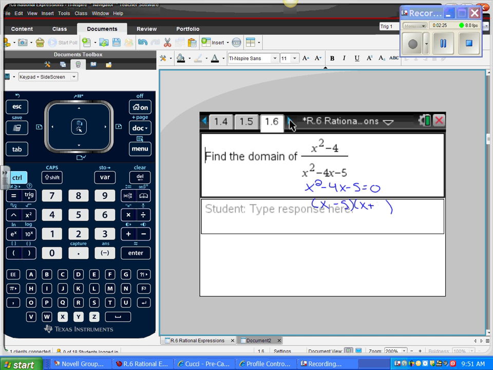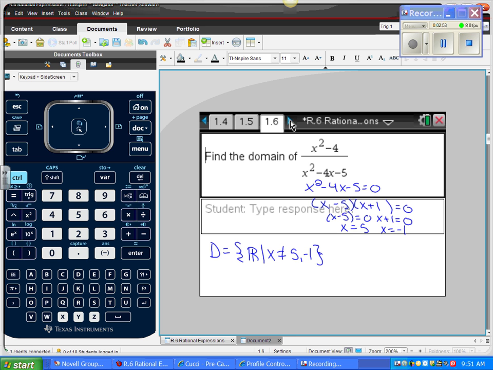Minus 5 plus 1. Don't forget that equals 0. It needs to be there every single time. We're not going back and forth from equation to expression. It has to be there. Zero product rule. So x is 5 and x is negative 1. Again, our domain is all real numbers such that x does not equal 5 and negative 1.